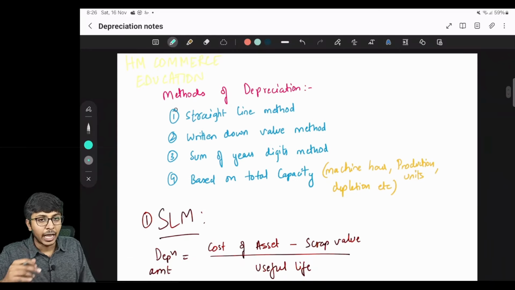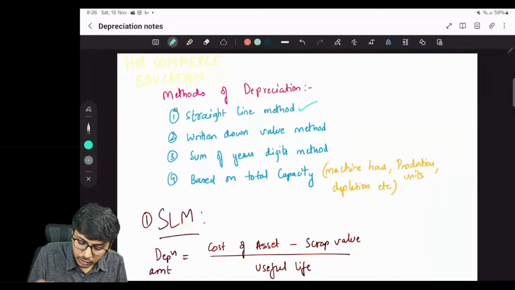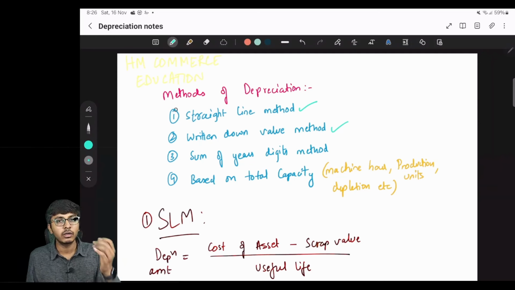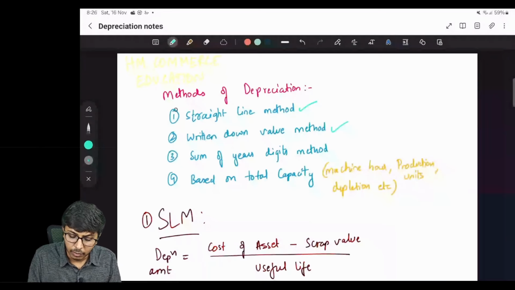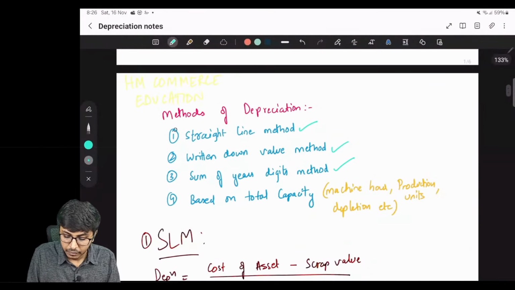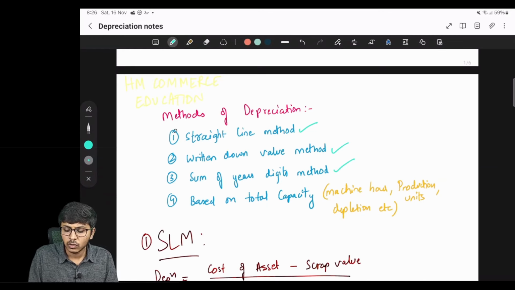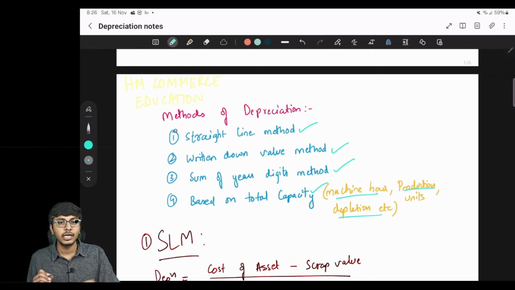Okay. So even the institute material has many types, but we are dividing it into only 4 types. Okay, one is SLM, straight line method, then WDV method, or reducing balance method, or written down value method. Correct. Then the sum of years digits method. This is one useless method which is not used in real life anywhere. Okay, and the last one is based on total capacity. I'm clubbing everything here: machine hour, production units, and depletion method in this last one based on total capacity. We'll quickly see the formulas and quickly revise, correct.